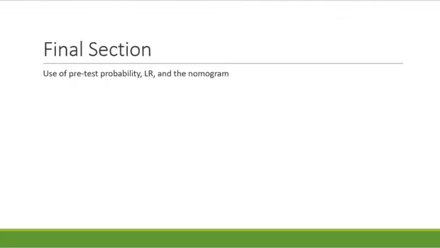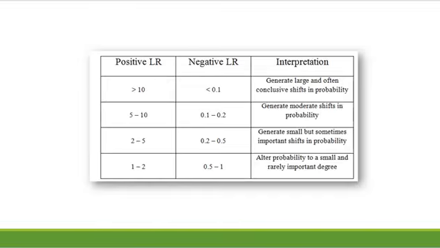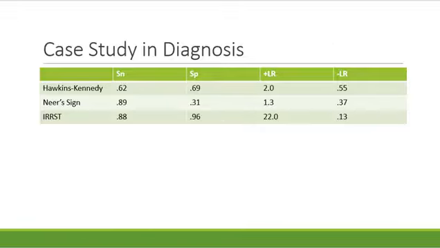All right, final section now. This is, again, looking at the pretest probability and likelihood ratio based upon your special tests and the use of the nomogram. Again, different tests will have positive and negative likelihood ratios, and that will have large to no shifts in the pretest to post-test value.